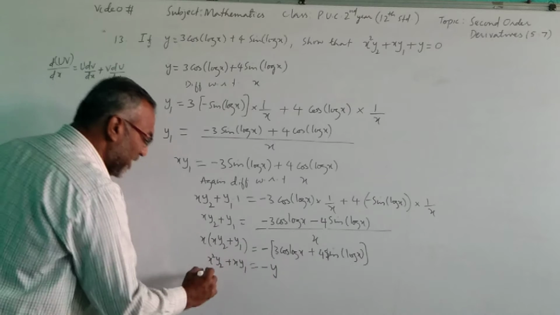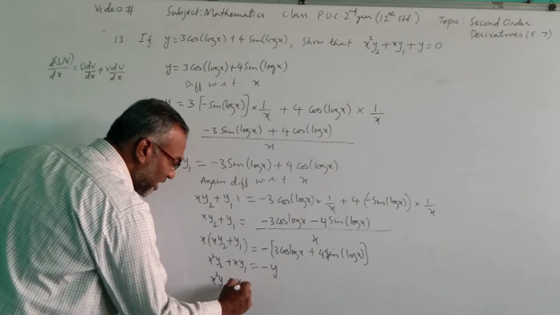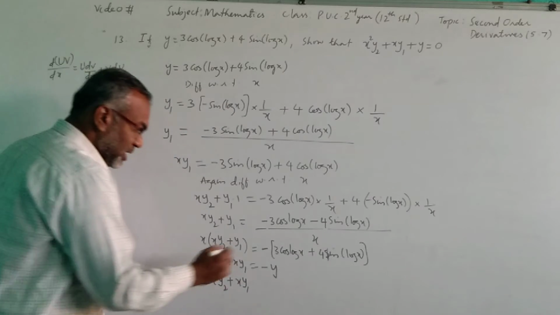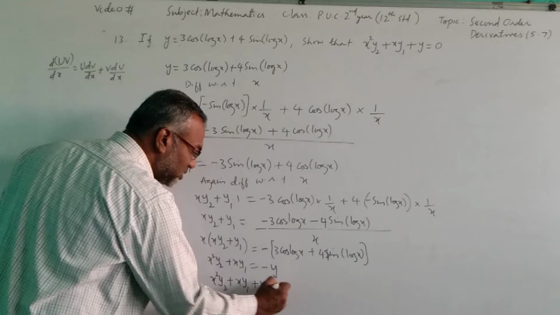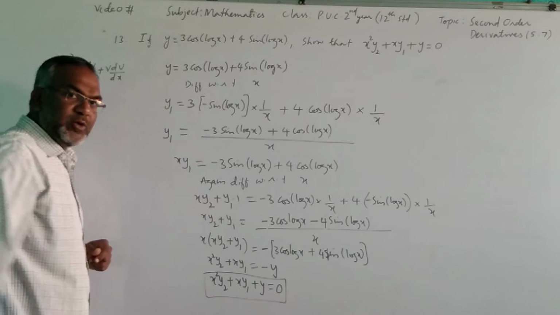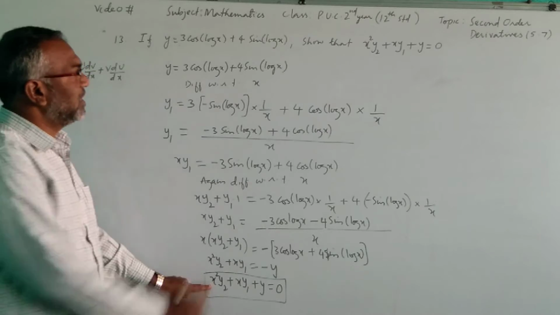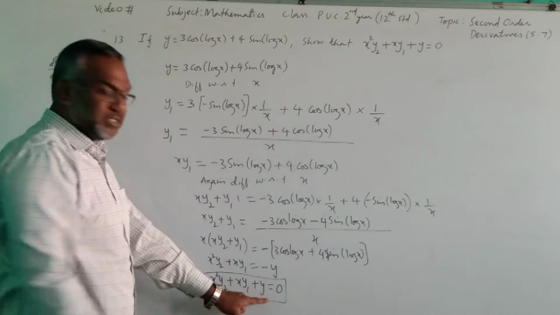Now take this minus y here. It becomes x square y2 plus xy1. Take this minus y here. It becomes plus y is equal to 0. This is the required answer. We got the same answer as given: x square y2 plus xy1 plus y is equal to 0.